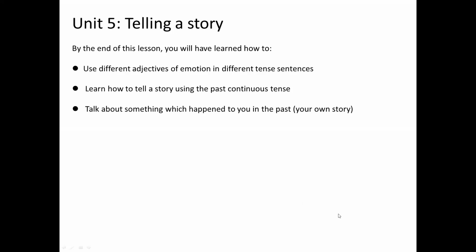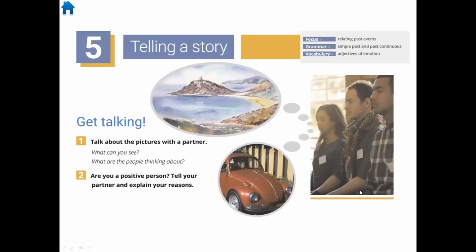Okay, now Unit 5 is called Telling a Story. In this lesson, you will learn how to use different adjectives of emotion in different tense sentences, learn how to tell a story using the past continuous tense, and talk about something which happened to you in the past. You can make your own story. So this is Unit 5.